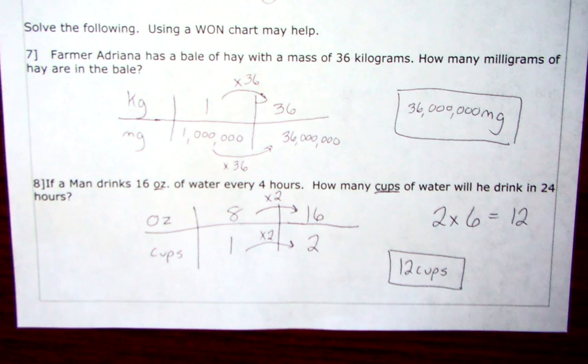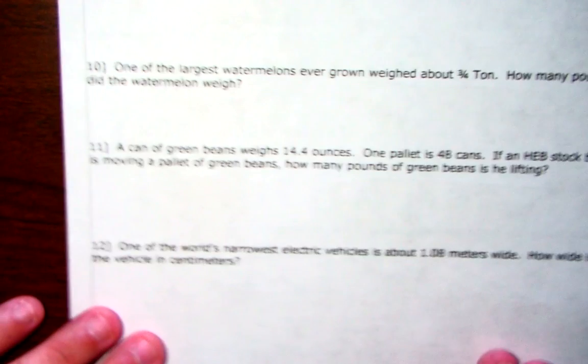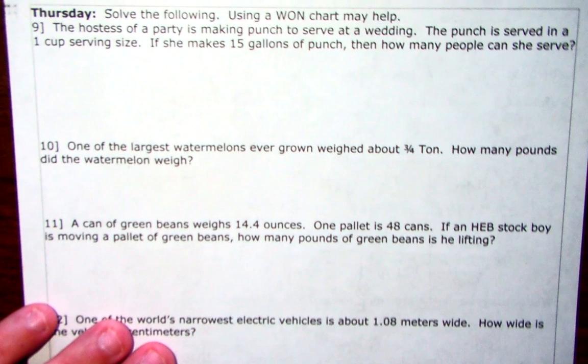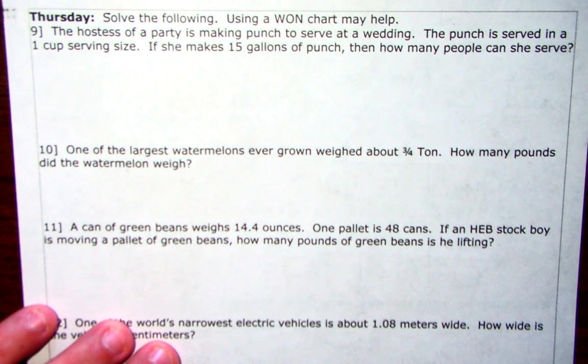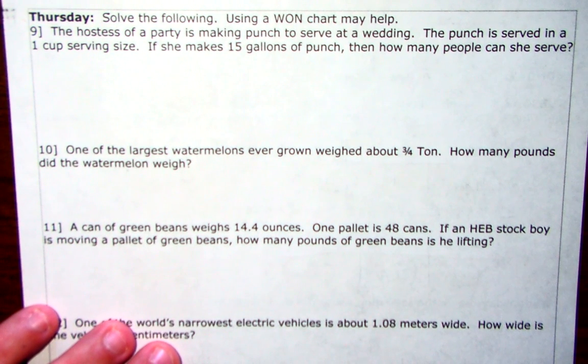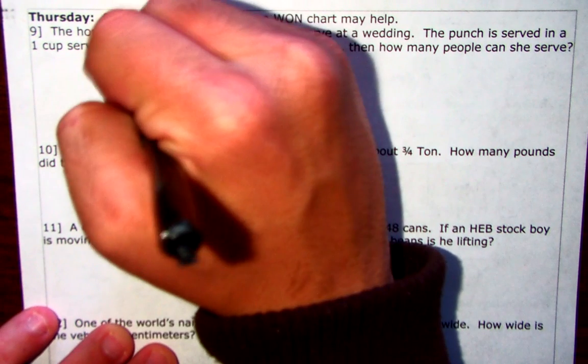Alright, now the backside. Solve the following. Use a one chart may help. The hostess of a party is making punch to serve at a wedding. The punch is served in 1 cup serving size. If she makes 15 gallons of punch, then how many people can she serve? So we are comparing cups to gallons.